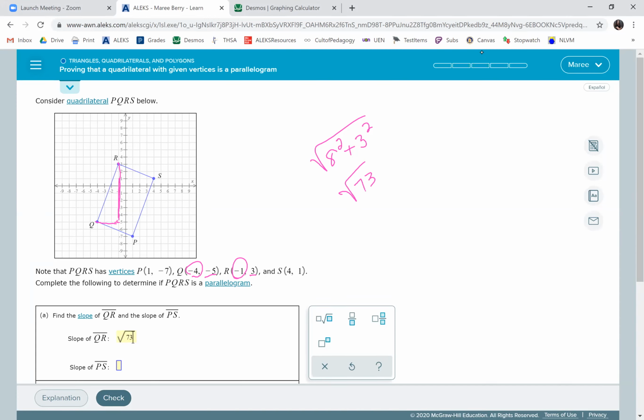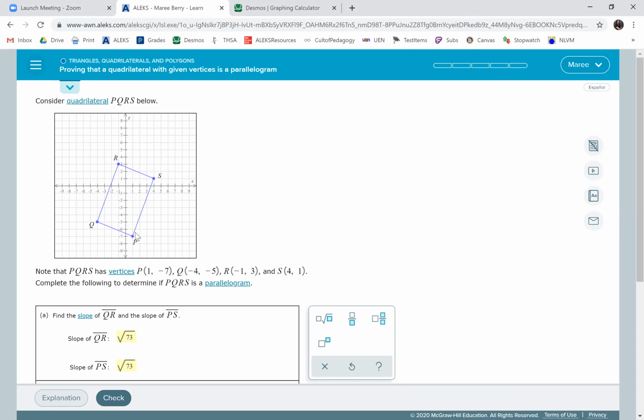And then for P and S, we do the same thing. We find the difference in their y's. Let's see, we're doing P and S. So -7 to 1 is 8. So 8 squared is 64, and 1 to 4 is 3. This is the same because 3 squared is 9. So we'll just do square root of 73.